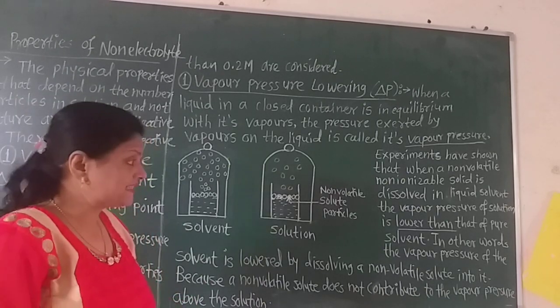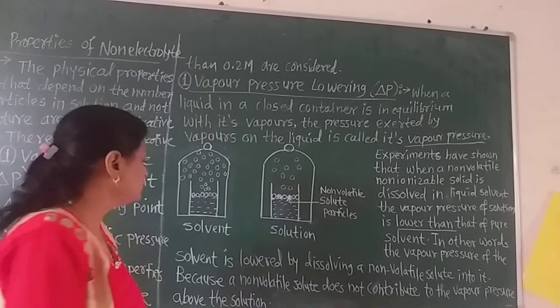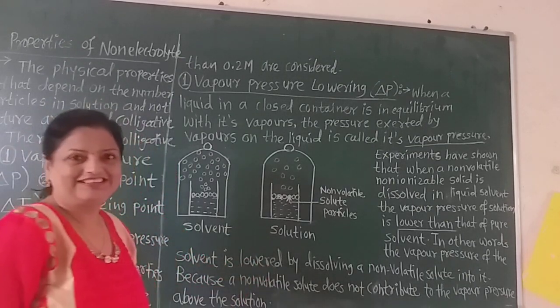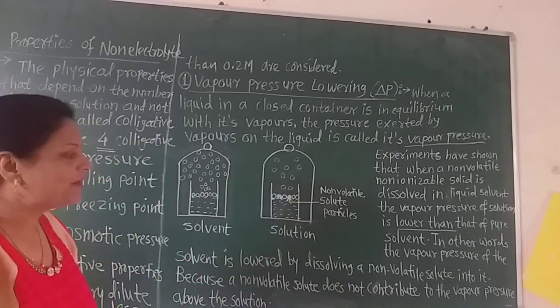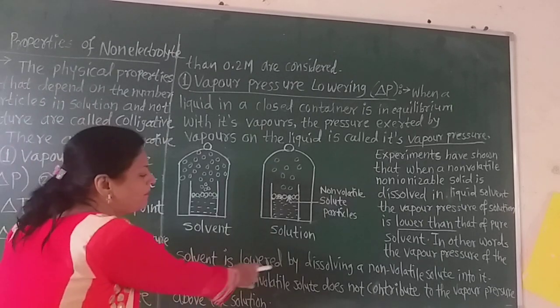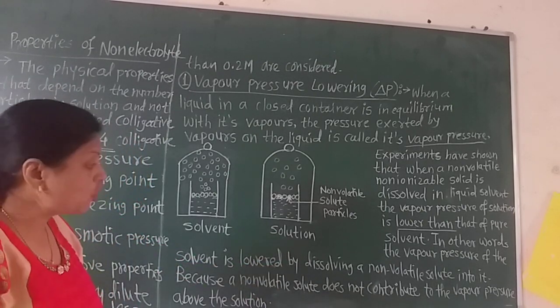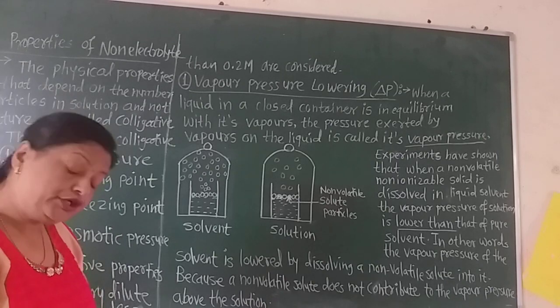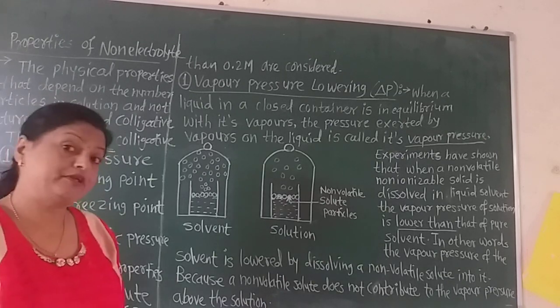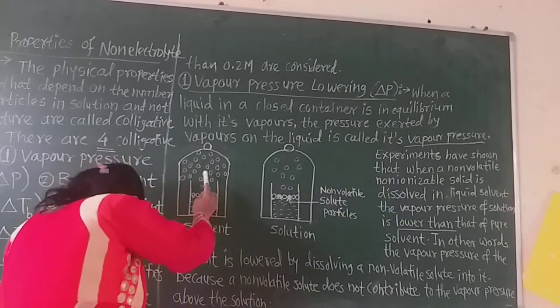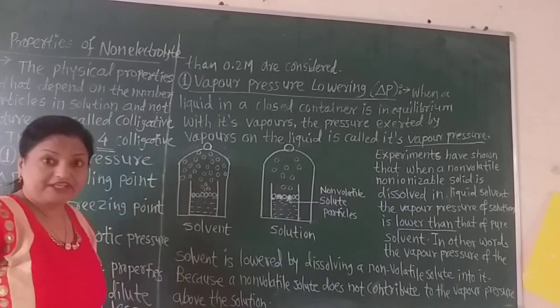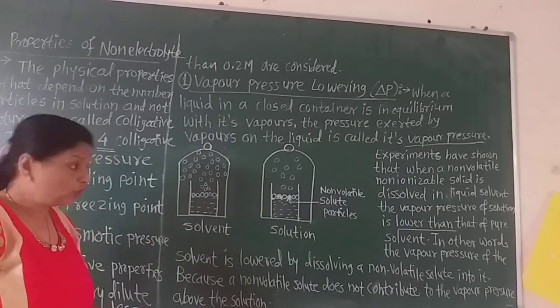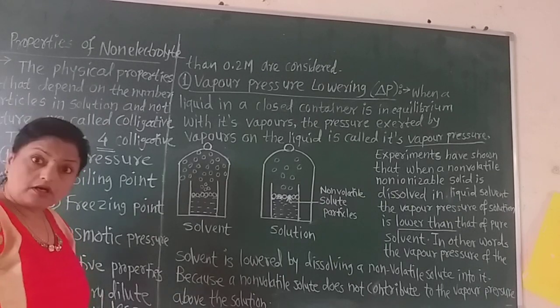In other words, the vapor pressure of the solvent is lowered. That is very important. The vapor pressure of the solvent is lowered by dissolving a non-volatile solute into it. First, the vapor pressure of the solvent is more. But after addition of the non-volatile solute, what happened?